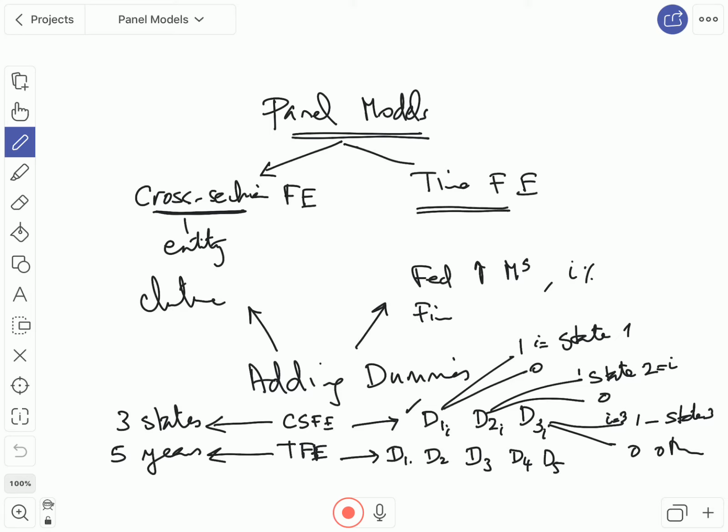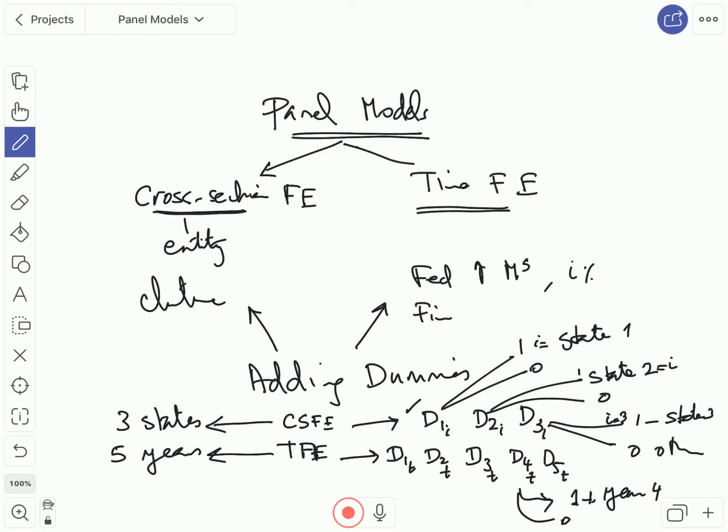And let me add here t. So the t here stands for the time or the year, and you follow the same logic. So let me just give you an example of one of them. D4t is going to be equal to 1 if we are talking about year 4 or the 4th year we have on the list, and it's going to be 0 otherwise. You can actually say it's going to be 1 if t is equal to 4.